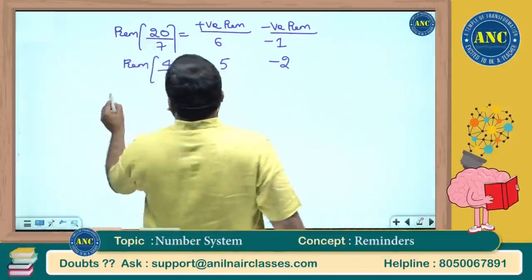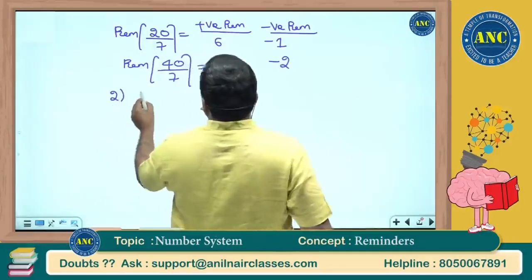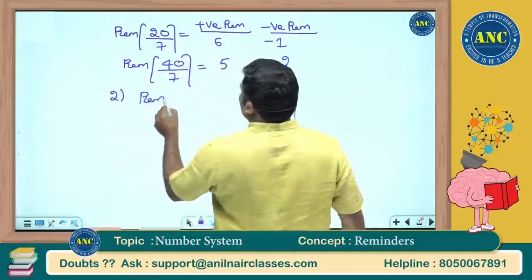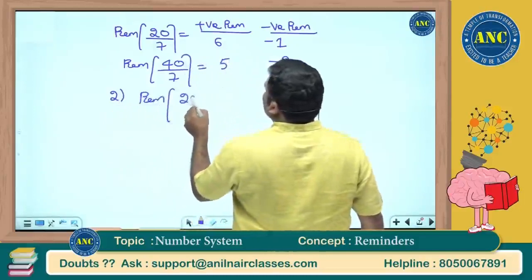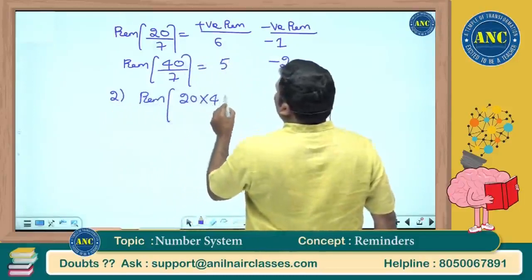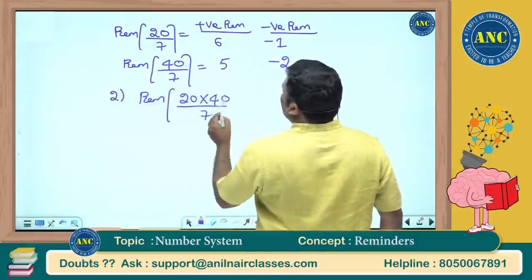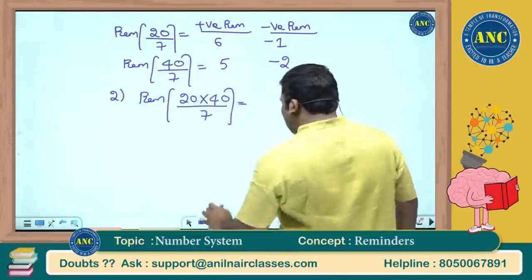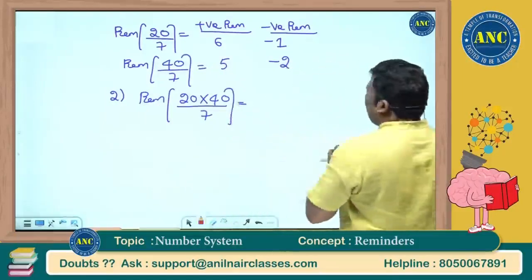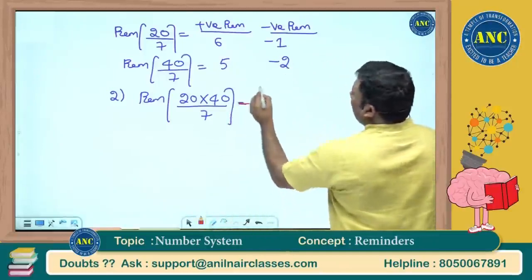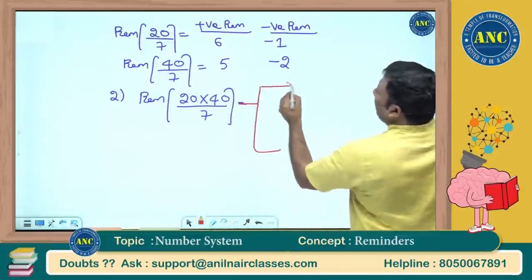We did addition, 20 plus 40. Now let us do two more examples. One we will multiply. The idea is to tell you that for mathematical operations the answer will not change. 20 into 40 divided by 7. The first method is, again this problem, we will look at it from three angles.